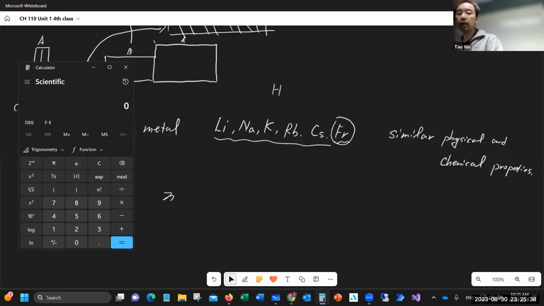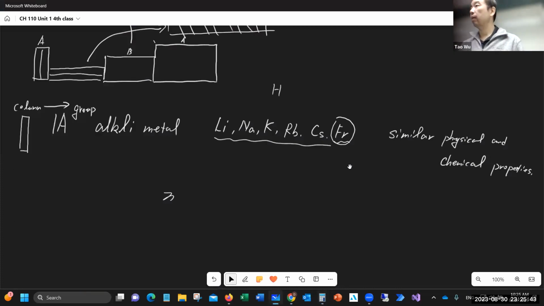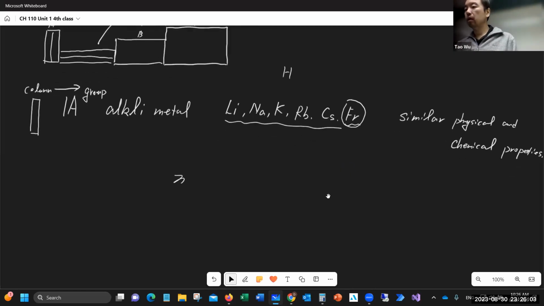Okay, so this is what happens for those alkali metals. They're very reactive with water and oxygen. Also, as you go down the group, they become more reactive. Generally this is true for all of those. So this is talking about the alkali metals.